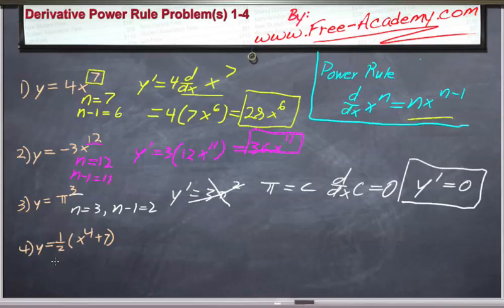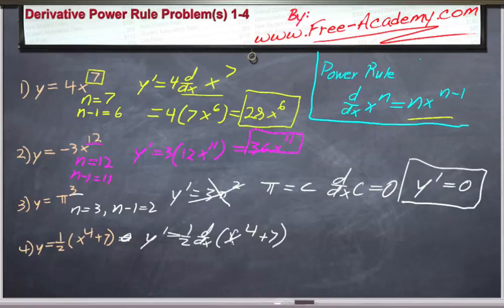Going on to problem 4, we have y equals 1/2 times x to the 4th plus 7. So we're going to get y prime is equal to 1/2 times the derivative with respect to x of x to the 4th plus 7.